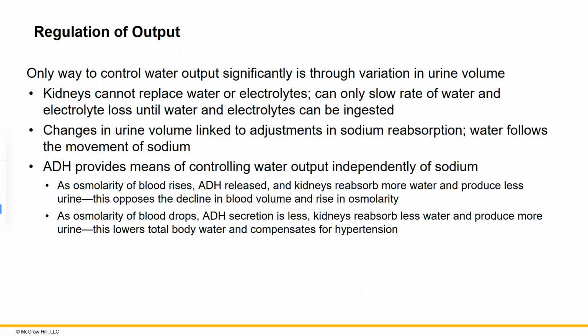Regulation of output. The only way to control water output significantly is through variation in urine volume. Kidneys cannot replace water and electrolytes. They can only slow the rate of water and electrolyte loss until water and electrolytes can be ingested. Changes in urine volume are linked to adjustments in sodium reabsorption, and water follows the movement of sodium. ADH provides a means of controlling water output independently of sodium.